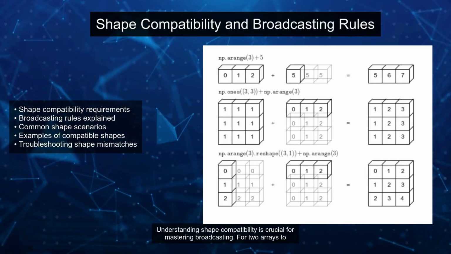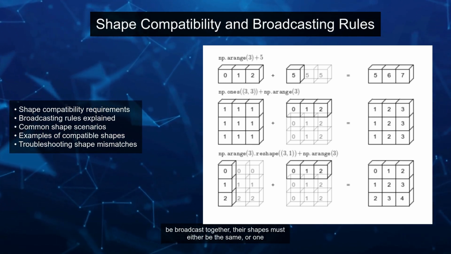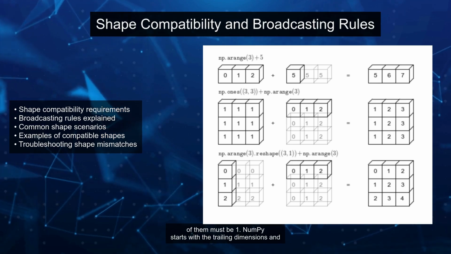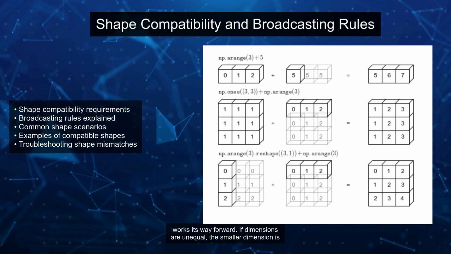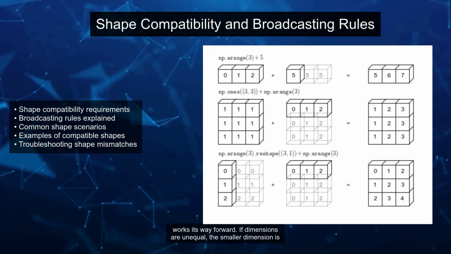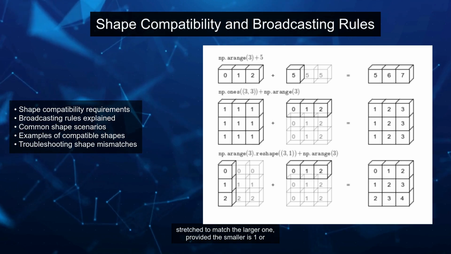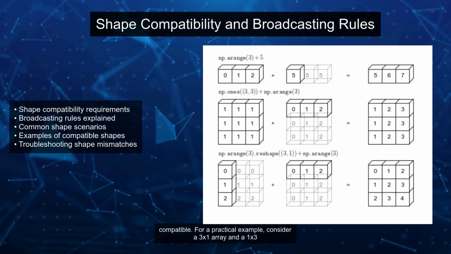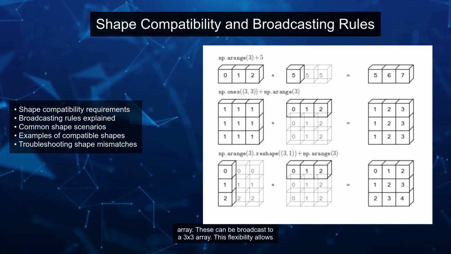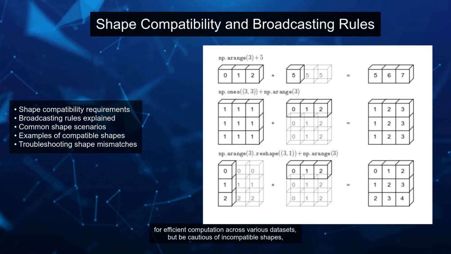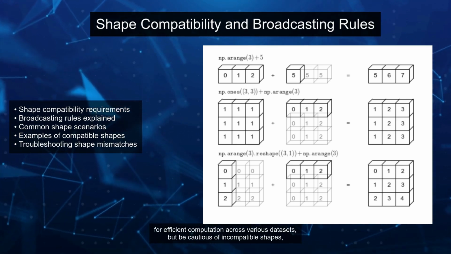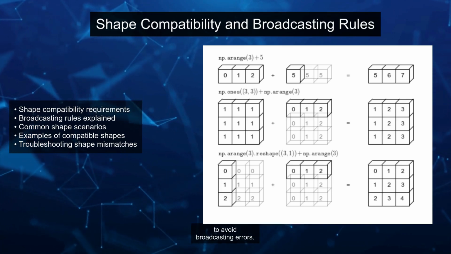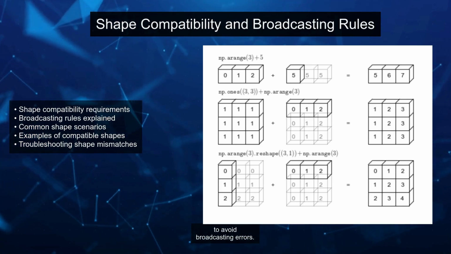Understanding shape compatibility is crucial for mastering broadcasting. For two arrays to be broadcast together, their shapes must either be the same, or one of them must be 1. NumPy starts with the trailing dimensions and works its way forward. If dimensions are unequal, the smaller dimension is stretched to match the larger one, provided the smaller is 1. For a practical example, consider a 3x1 array and a 1x3 array. These can be broadcast to a 3x3 array. This flexibility allows for efficient computation across various datasets, but be cautious of incompatible shapes, which will result in errors. Always check the shapes before performing operations to avoid broadcasting errors.